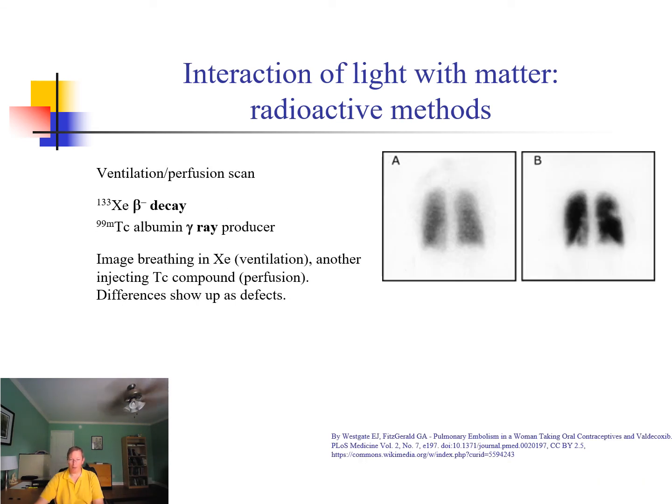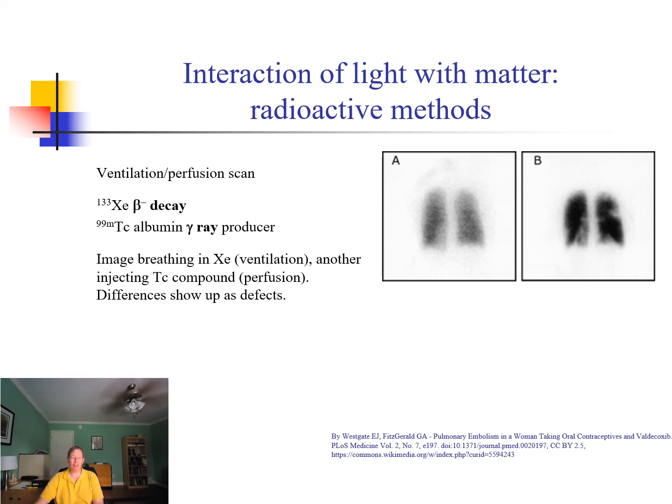Another radiochemical method is to try to detect if there's a blood clot. This is a ventilation perfusion scan. I could detect if there's a blood clot by simply using an iodinated contrast agent and doing a CT scan, absolutely, and that's done very frequently. Sometimes, however, you can't use contrast agents. Perhaps the person is allergic to it, perhaps they have kidney issues, and you have to use this technique.